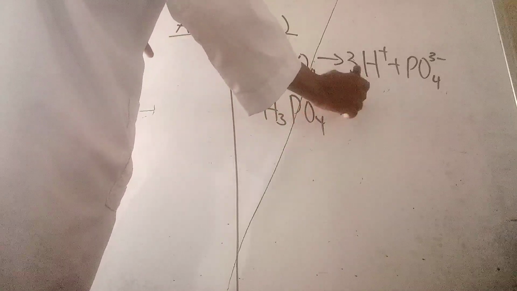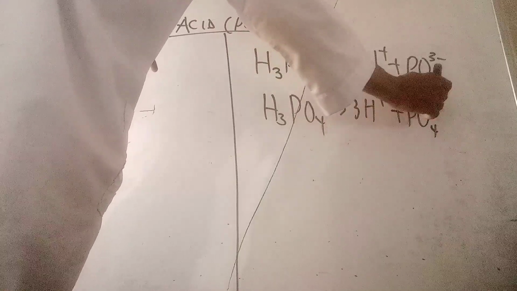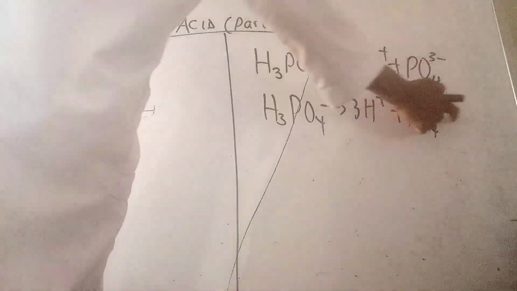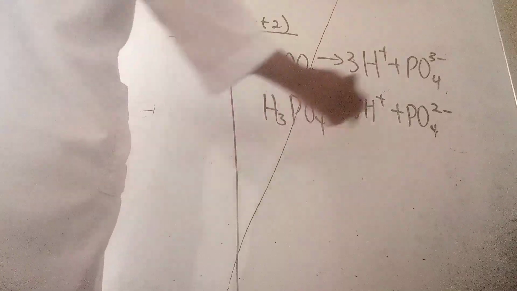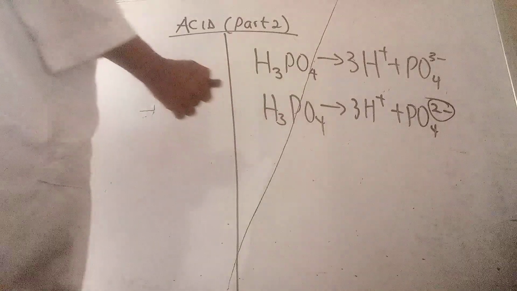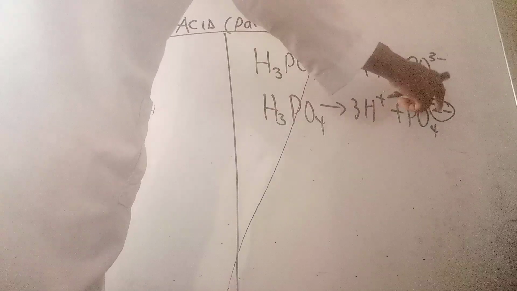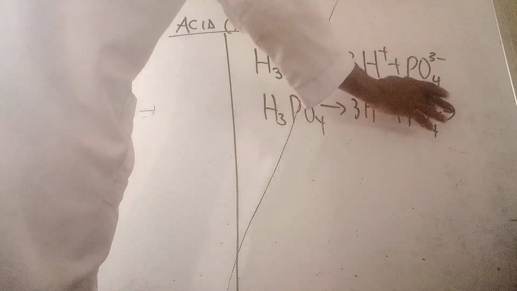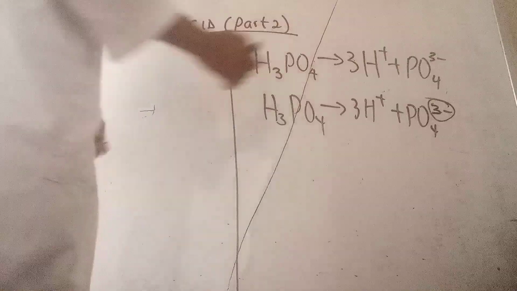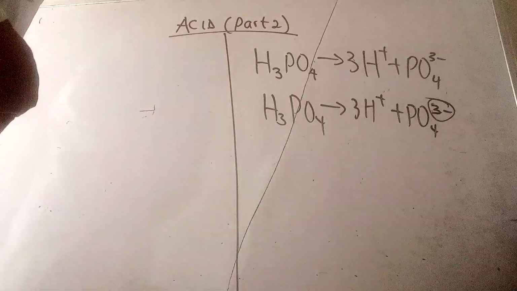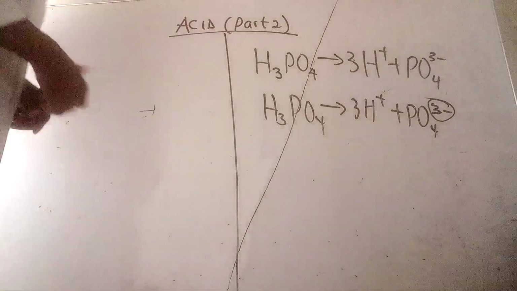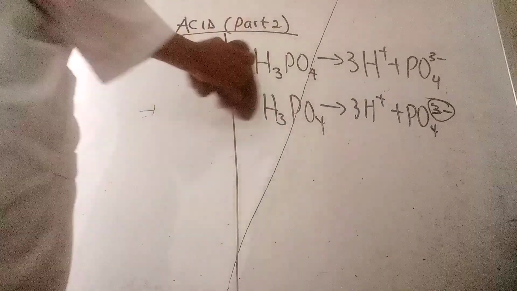I wrote 2 negative instead of 3 negative. So please, this was an error. It was an error of omission. So it's supposed to be 3 negative. Take note of that. Okay? All right. Now, we want to move on.